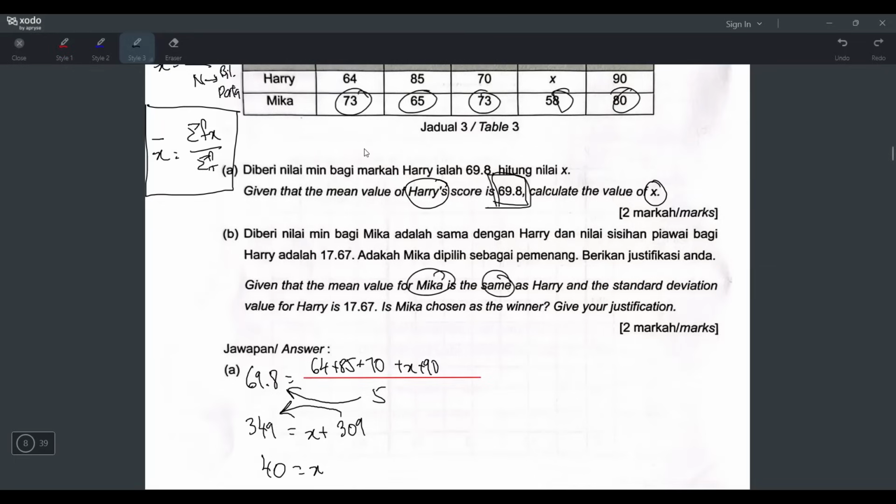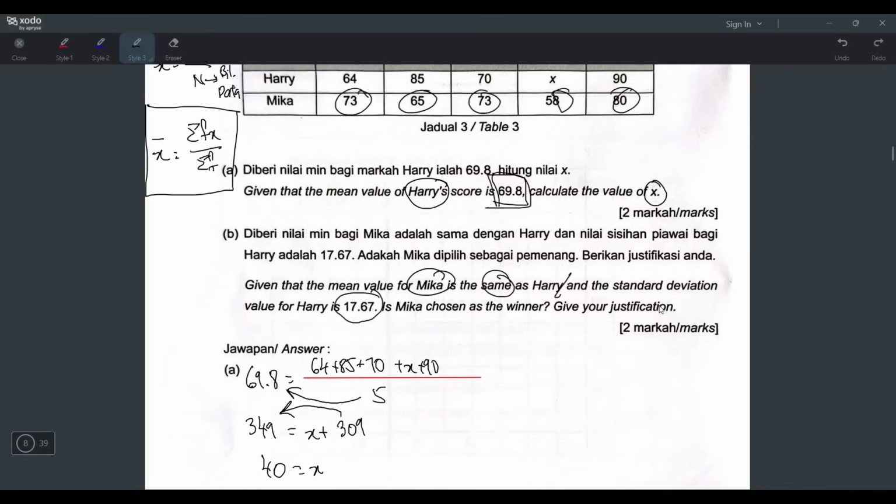So let's press 73 plus 65 plus 73 plus 58 plus 80 and then divide the answer by 5. Oh, it's true. It really gives 69.8. Yeah, I just tried it with my calculator. So it's true, the mean for Mika is the same as Harry. And the standard deviation for Harry is 17.67. Is Mika chosen as the winner?